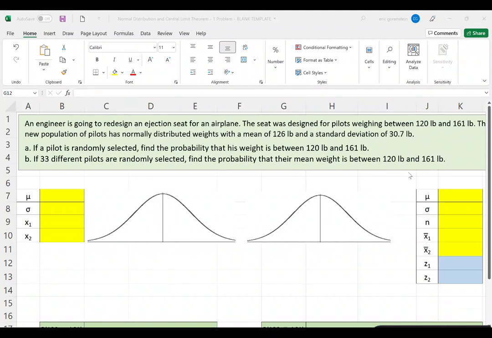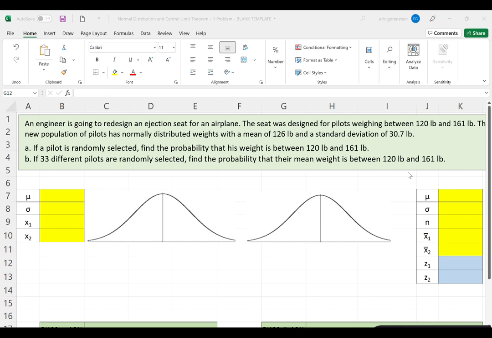In this video, I want to talk through a couple of problems that have to do with probabilities relating to the normal distribution. And I also want to address the issue of when to use the central limit theorem and when not to. So, an engineer is going to redesign an ejection seat for an airplane.